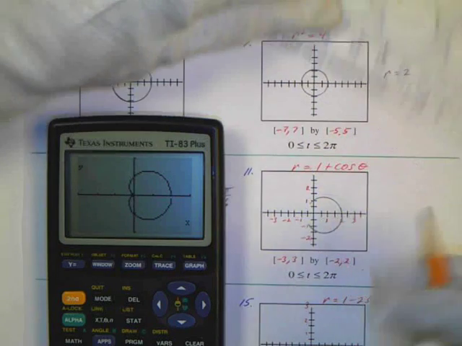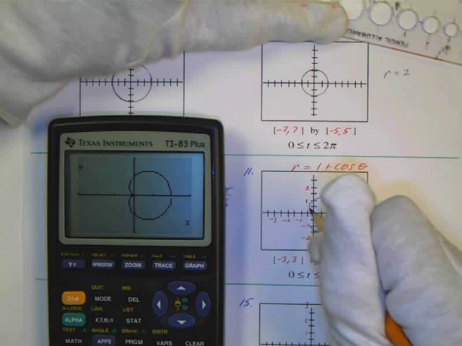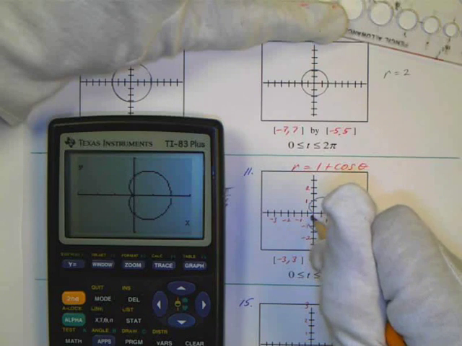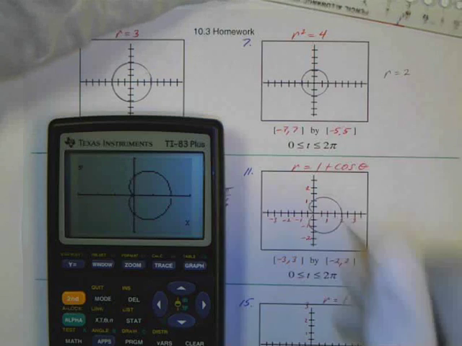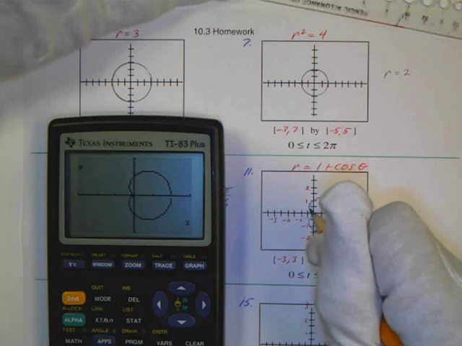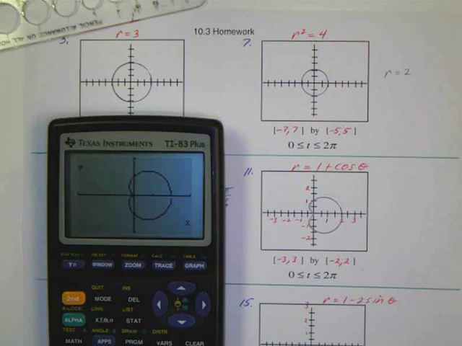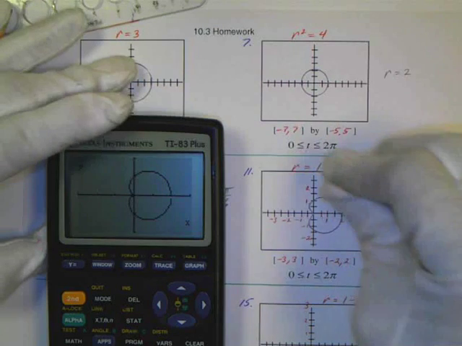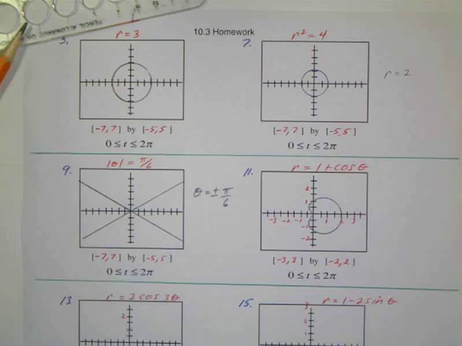I start with a circle, then I bring it down around so it comes in like this. It has a little dimple in it like this. So that's the way I can get kind of a decent looking cardioid. Kind of a ghost line here. And that should suffice for number 11.